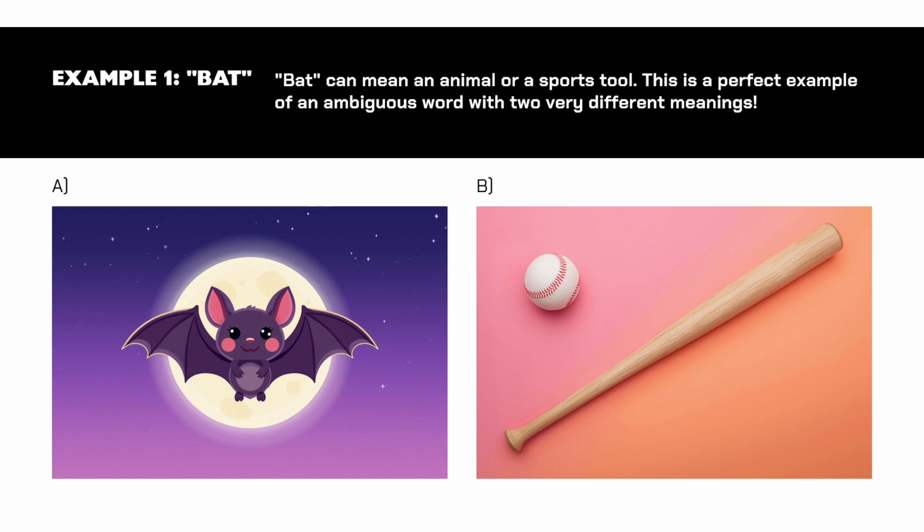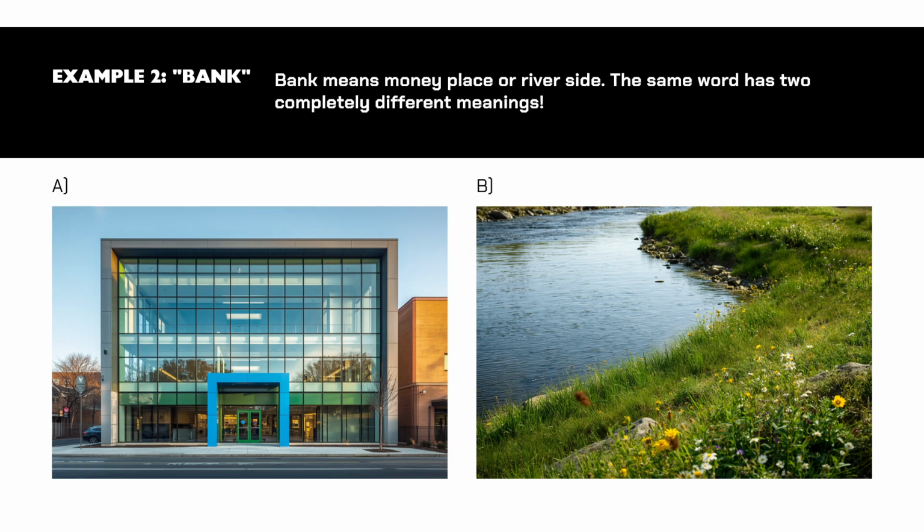The word bat. Now, bat can mean a flying animal that comes out at night. Or, it can mean the tool we use to play baseball. Same word, two different meanings. Here's another one. The word bank. Bank can mean the place where we keep our money. Or, it can mean the side of a river.